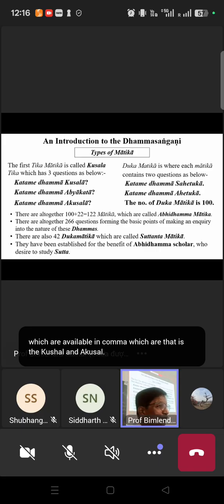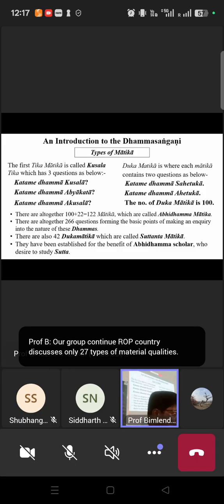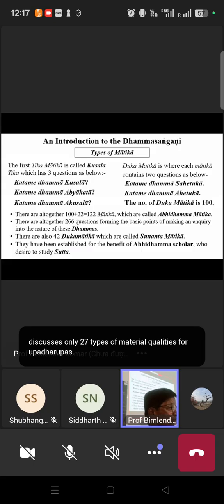So altogether there are 59 types of consciousness which are available in our Dhammasaṅgaṇi. This has been discussed in our Rupakanda. Rupakanda discusses only 27 types of material qualities: 4 Mahabhuta, Pathavi, Apo, Tejo, Vayo, and then 23 types of Upada Rupa, which have been discussed under the 11 headings.